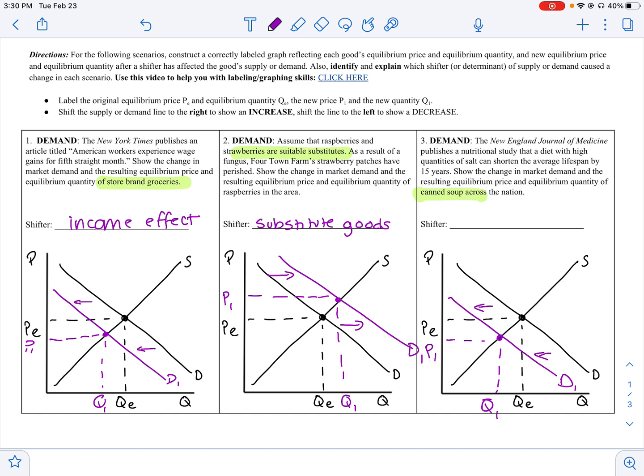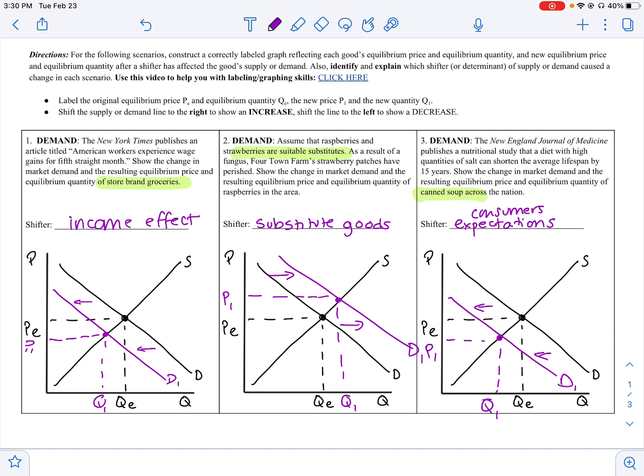Q1 and P1. And what's the shifter? It's not consumer tastes and fashions. It's about consumer expectations. Consumers expect to die earlier if they consume this soup. So tastes and preferences and expectations are a little bit difficult to delineate between on certain scenarios. But in this one, it's really about the outcome that will occur because of consuming a product, right? Whereas tastes and preferences are just, oh, more people are wearing jeans now, so they're more trendy. It's not particularly related to a specific outcome.